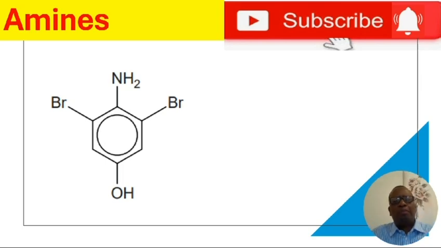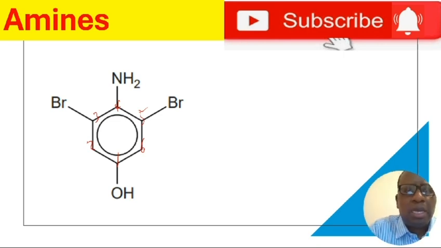How would you name this compound? I'll give you a few seconds. Right, personally what I would do is I would number this compound from here 1, 2, 3, 4, 5, 6. So I've got the bromo at position 3 and 5 and the amino at position 4.